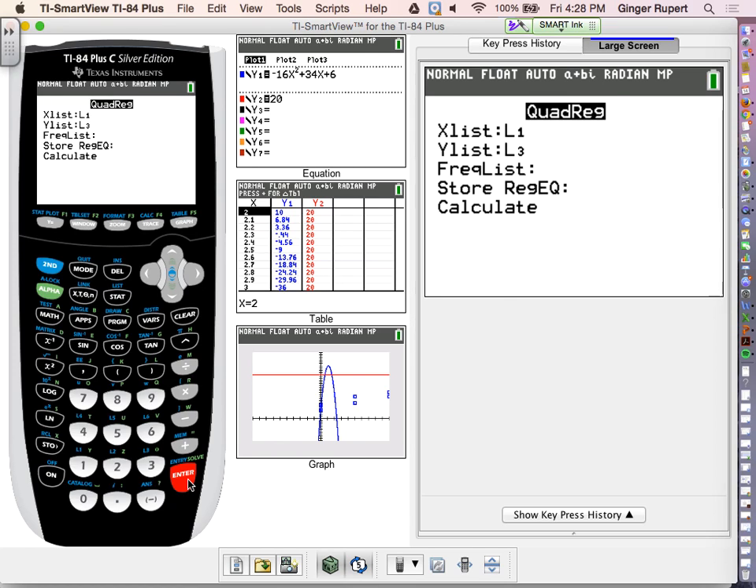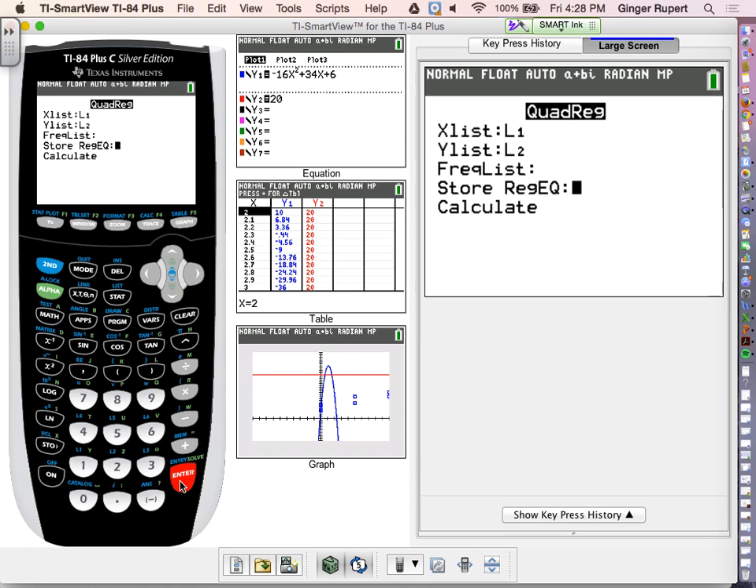If your screen looks like this, you're going to look at the X list is in L1. Mine is there, so I'll hit enter. My Y list, however, is in L2. So I will hit second L2 and then hit enter so that the calculator knows where to look. So it's going to look at L1 and look at L2.